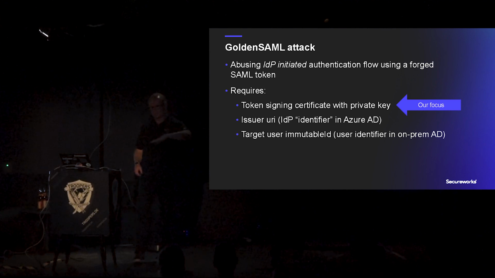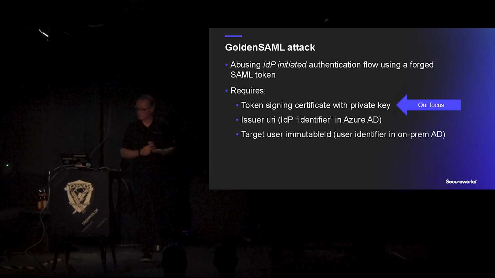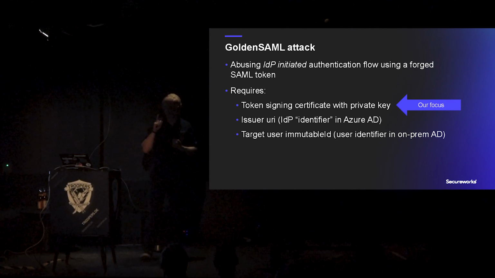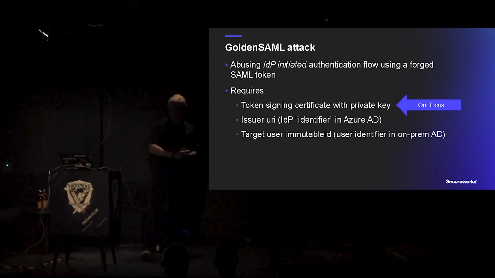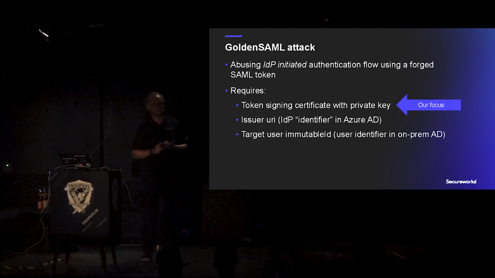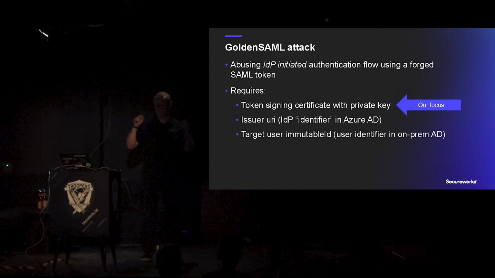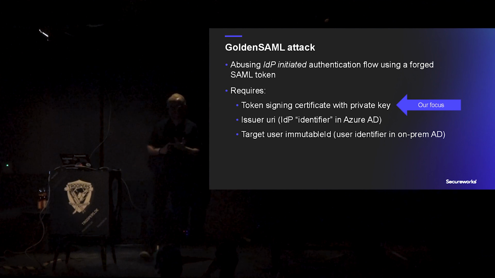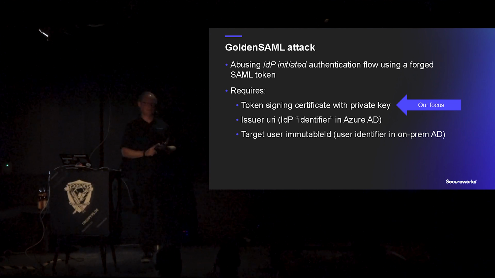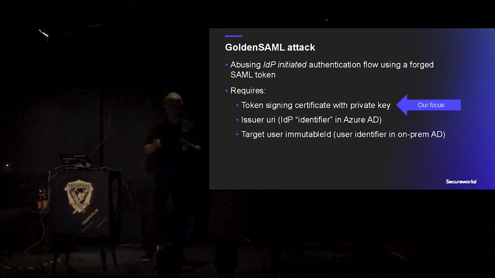So to be able to do this attack, you need to know three things. Well, you need to have one thing, and you need to know two things. So you need to have the token signing certificate with the private key. So that's the first requirement. Second one is that you need to know the issuer URI of that federated domain in Azure AD. So it's kind of the ID of that identity provider. And third one, you need to know the immutable ID of that user, which, as we remember from the previous talk, is normally the GUID of that user's on-prem AD object. But it can be anything, but that's what it usually is.